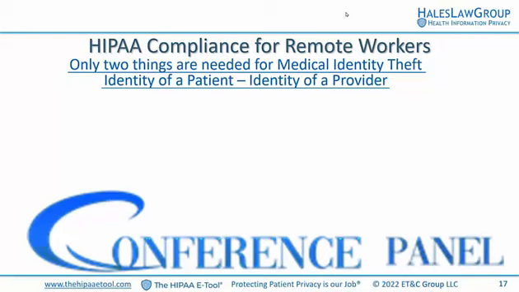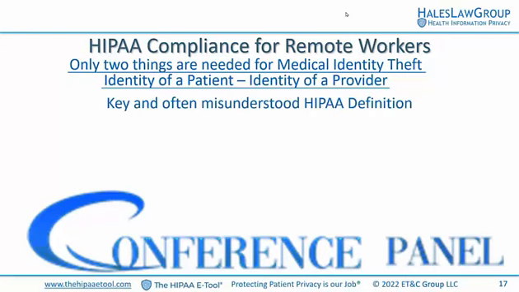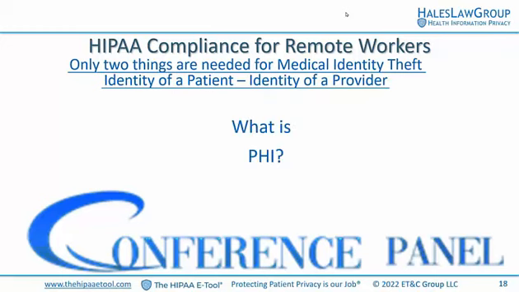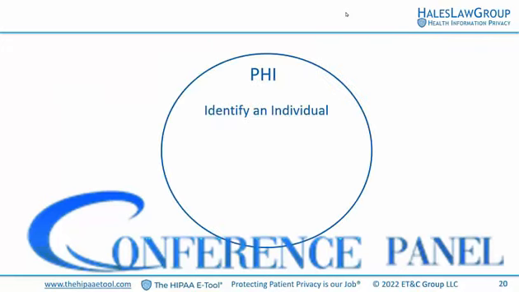What we see is that protected health information is a key and often misunderstood HIPAA definition. What is PHI as defined by HIPAA? Well, the key element of protected health information is identity. It's information that identifies an individual, related to that person's past, present, or future health care.